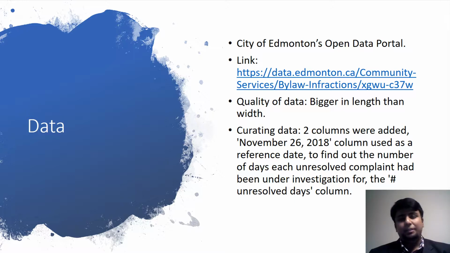One was the date, November 26th, that was used as a reference point because this website changes often. So we just picked November 26th data as our reference point, and then we calculated the number of days if a complaint has been remained unresolved or if it has remained under investigation. City of Edmonton provides the status of the infraction, whether it is under investigation, whether it has been resolved, and all of those complaints that are still under investigation from the date they were started till November 26th. We just calculated the number of days that those complaints have remained unresolved.